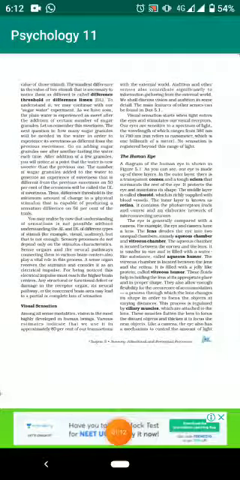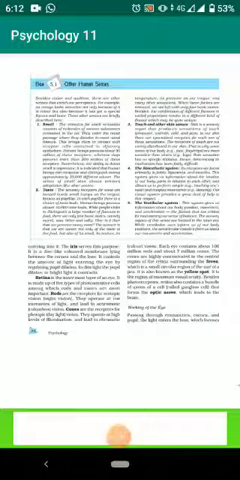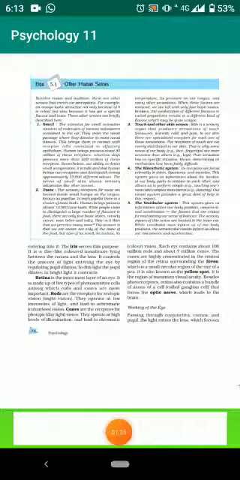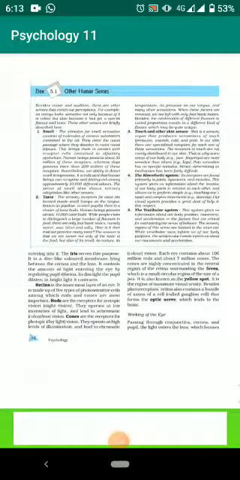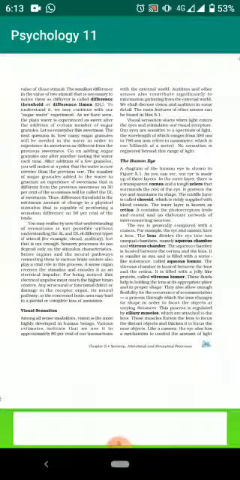So children, the human eye comprises of cornea, choroid, retina, vitreous chamber, ciliary muscles, iris, retina, rods, cones. These are the major components of the eye.